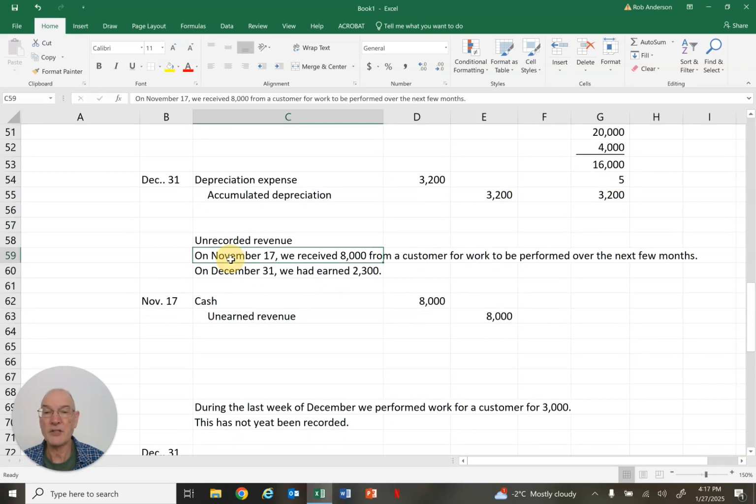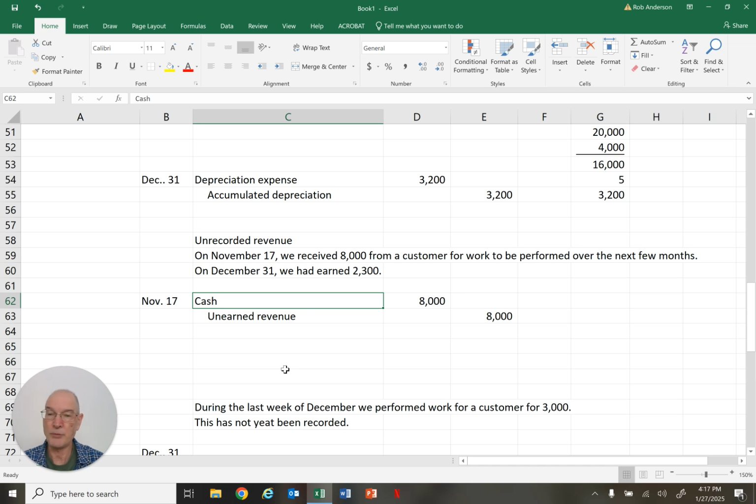On November 17, we received $8,000 from a customer for work to be performed over the next few months. So we received money, but we didn't do any work yet. So we owe the work. So even though we received cash on November 17, there's a liability called unearned revenue, and that represents the dollar value of work we need to perform in the future. So this unearned revenue is a liability.